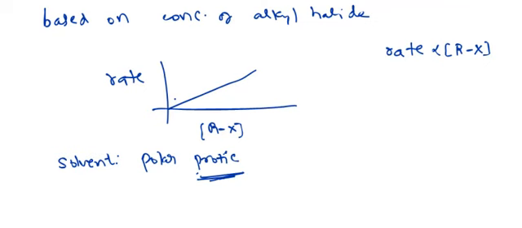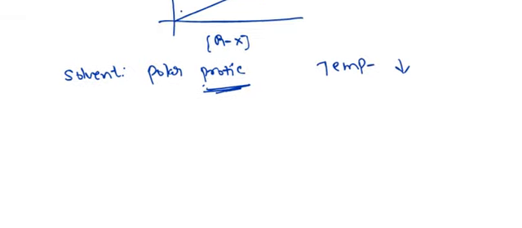Next, the temperature should be low. So that is how the different factors affect SN1. Next, we will check some of the compounds that don't give nucleophilic substitution, particularly SN1.